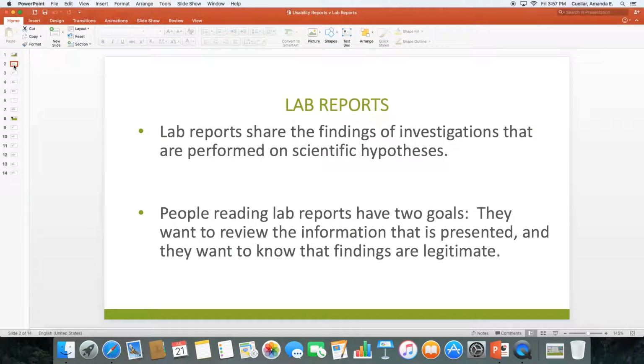First off, most of you have completed lab reports at this point in your academic career, so I'll be reviewing components of a lab report with which most of you are familiar. Lab reports share the findings of investigations that are performed on scientific hypotheses. People reading lab reports have two goals. They want to review the information that is presented, and they want to know that findings are legitimate.